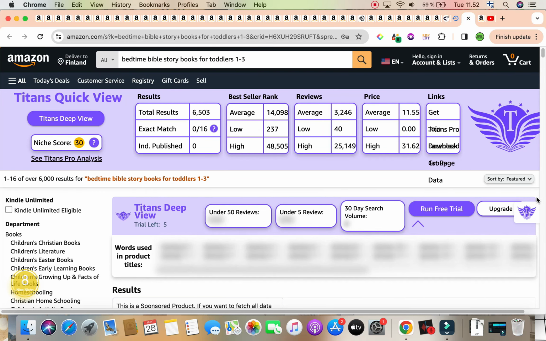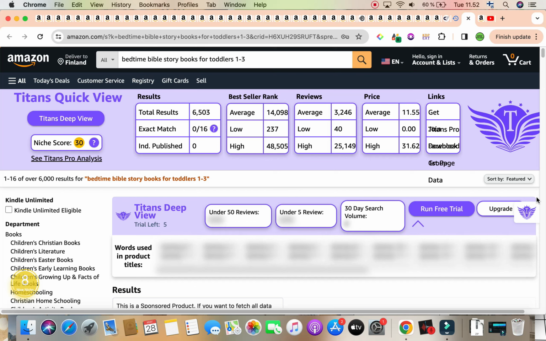Our second keyword for the day also has a beautiful potential, and it is bedtime Bible storybooks for toddlers 1 to 3. So our audience here are toddlers between the ages of 1 to 3 years old. This is an amazing keyword to use for your subtitle or for your 7 keyword slots. Why not the title? Because of the total results being slightly above the range that we would like it to be. We usually aim for anything that's around 5,000 or below. Of course, the lower the better when it comes to the total results. This one, however, is sitting at 6,503, but it has massive potential.